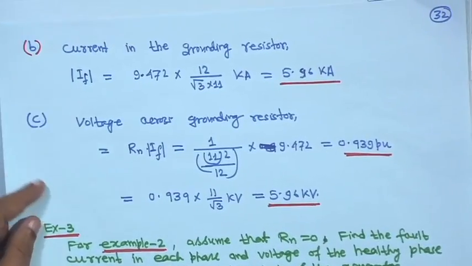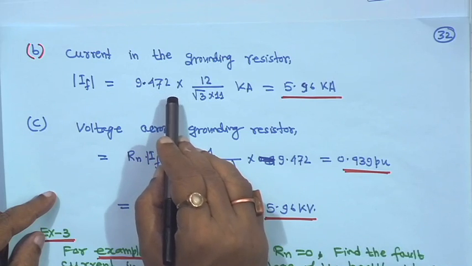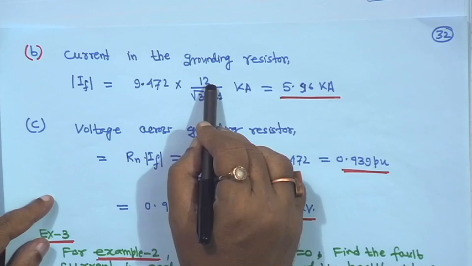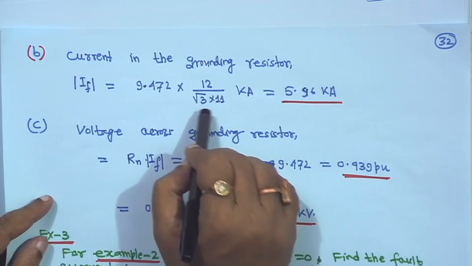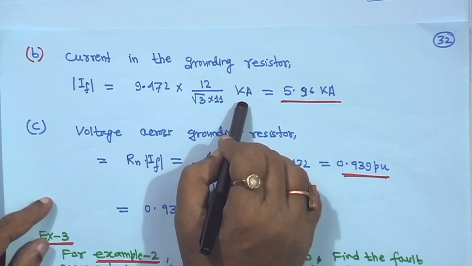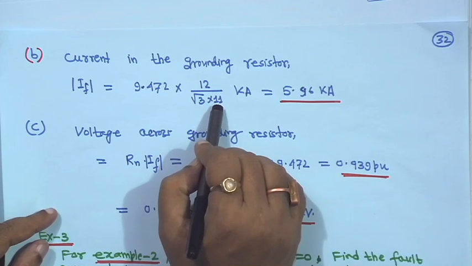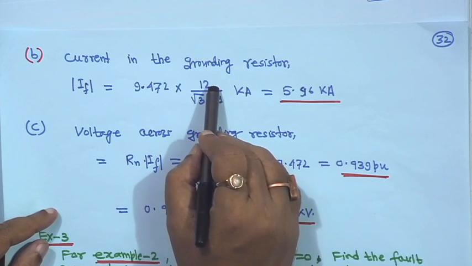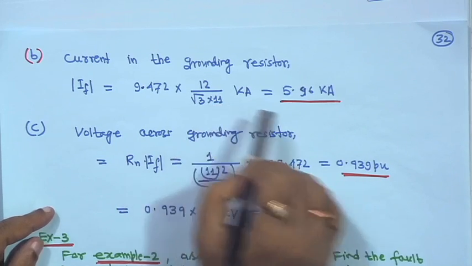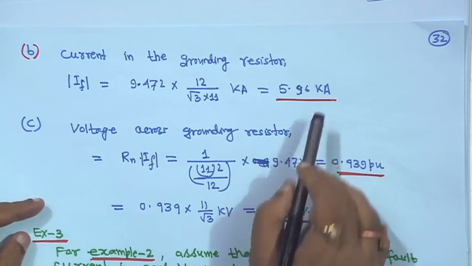This is per unit, and its value in kilo ampere is the magnitude of the fault current. So, 9.472 is in per unit, multiplied by 12 MVA, because the generator rating is 12 MVA, divided by root 3 into 11, that is 11 kV. Ultimately the unit of this current is given as kilo ampere. This is actually the base current of the generator, 12 MVA divided by root 3 into 11 kV. If you do so, it will be 5.96 kilo ampere.